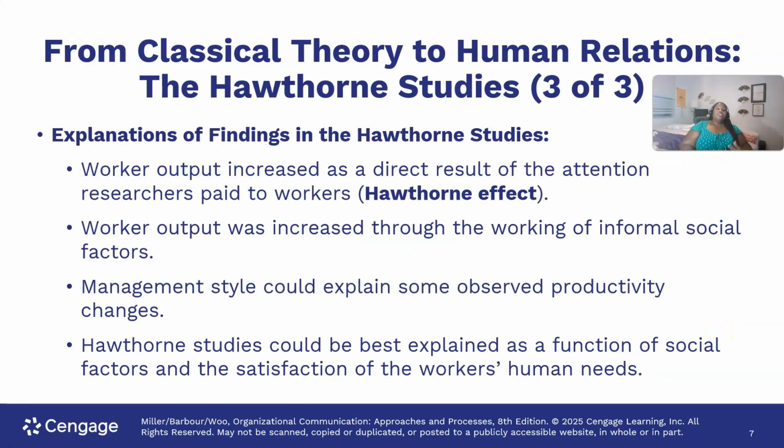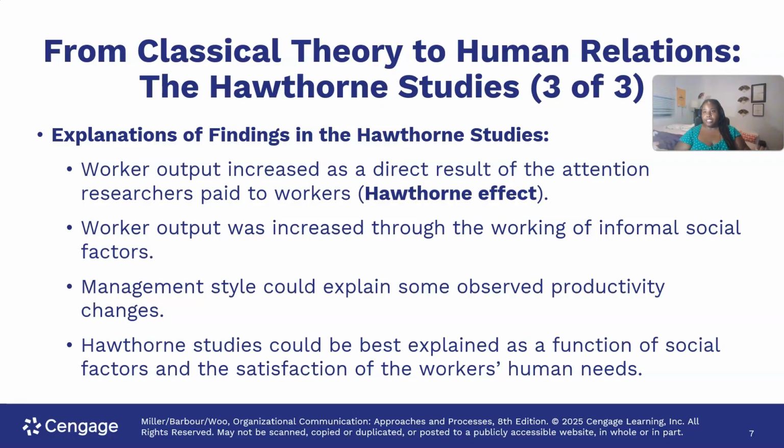All right. So for the Hawthorne studies, here are some of the results. Worker output increased as a result of the attention the researchers paid to the workers. You might have heard of the Hawthorne effect before: the behaviors of participants change because someone is watching them, whereas if they weren't being watched, they might not have behaved that particular way. Worker output was also increased through informal social factors. Management style can explain some of the observed productivity changes, and it can be explained as a function of human social factors and satisfaction of workers' human needs.